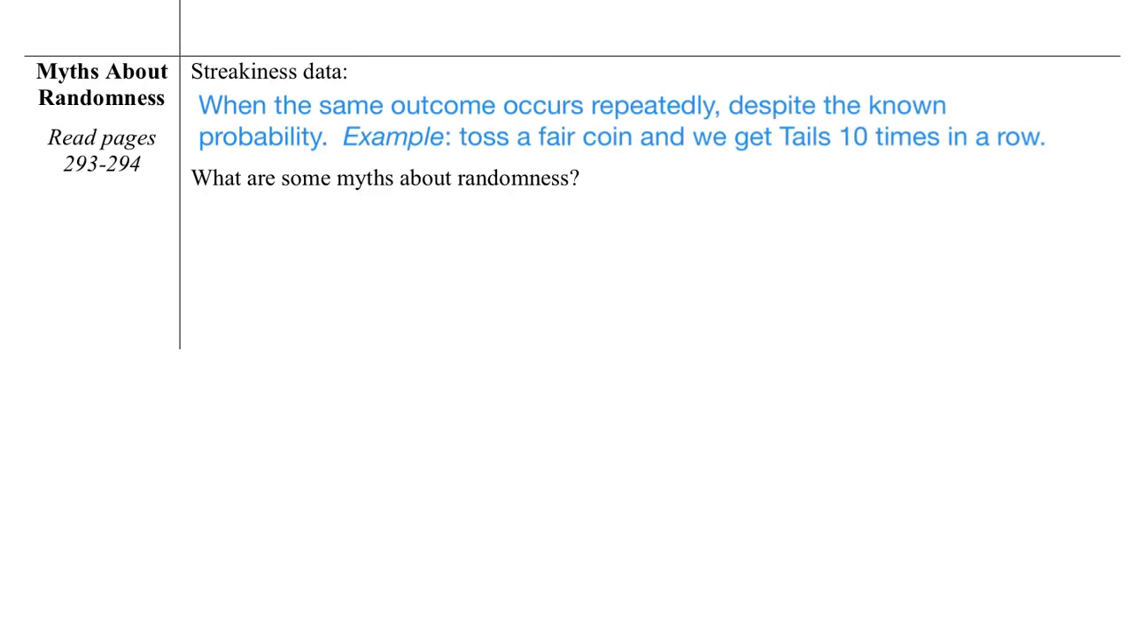So, some issues we have with data. First off, something called streakiness in data, when the same outcome occurs repeatedly, even when we know the probability. So for example, when you toss a fair coin, so not a loaded coin or a trick coin, and we keep coming up with tails, maybe 10 or more times in a row. What this creates are some myths about randomness, and this is where people sometimes get in trouble when gambling with their money.